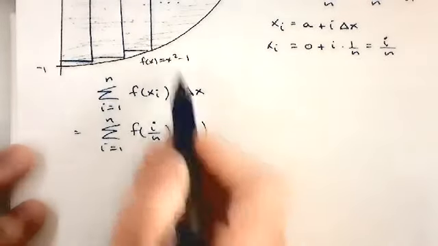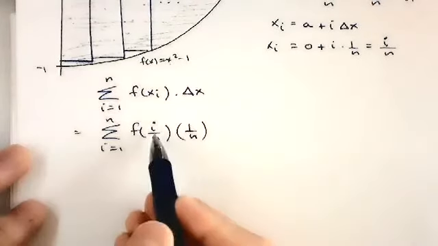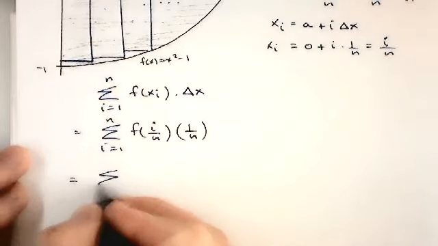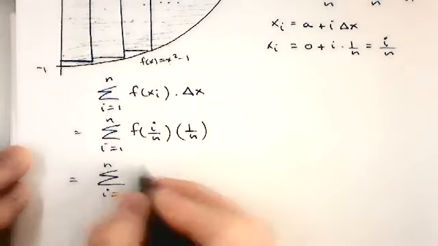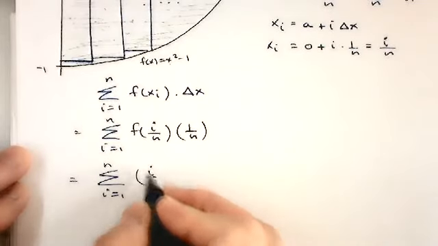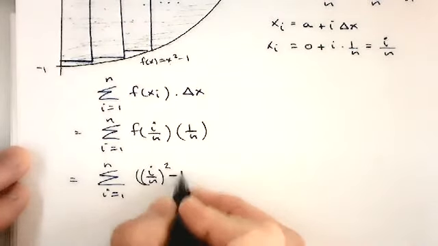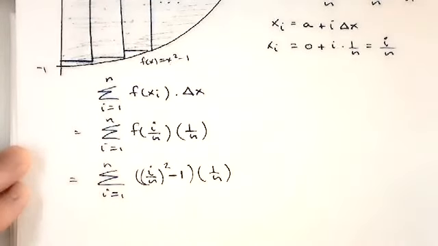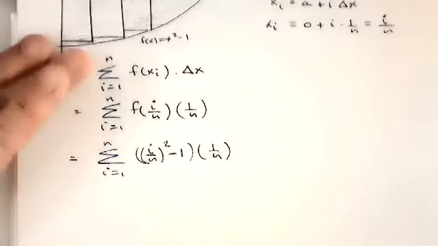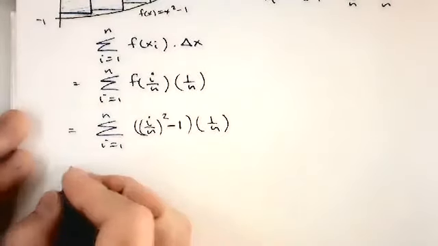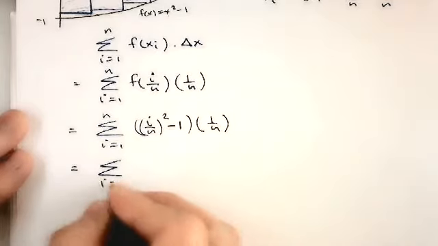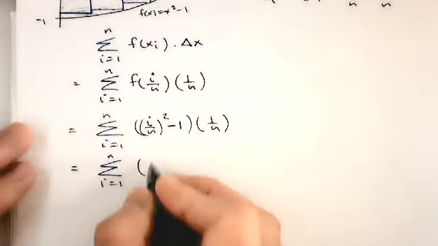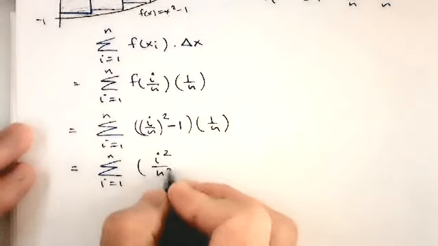My function is x squared minus 1. So what is f of i over n? I'm going to put that in for x. It's going to be i over n squared minus 1. x squared minus 1, and then that gets multiplied by 1 over n. And then I just simplify it. So this is i squared over n squared.